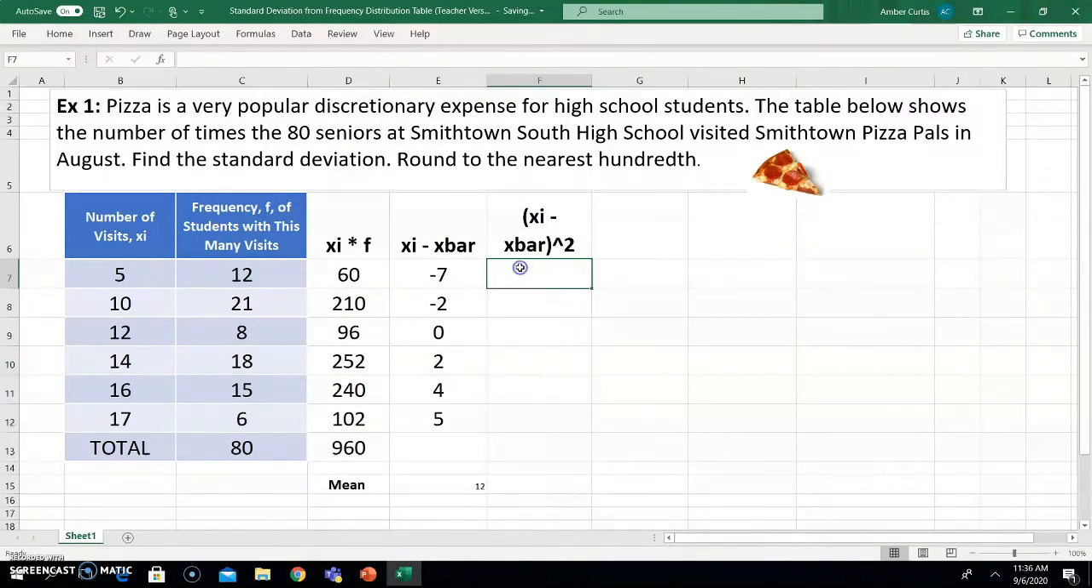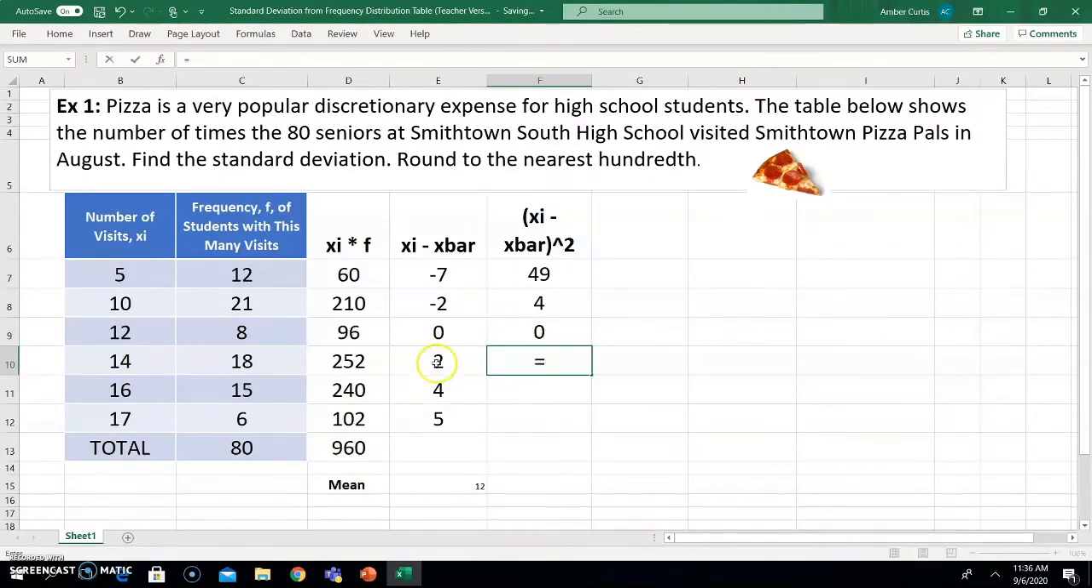Okay, so in this case, I already have my x sub i minus x bar. So I'm simply going to take this cell and square it. Let's take that -7 and square it. Then E8, which is -2, and we're going to square it. Then E9, and we're going to square it.